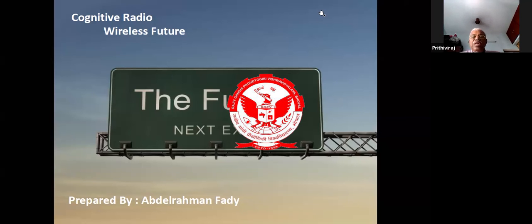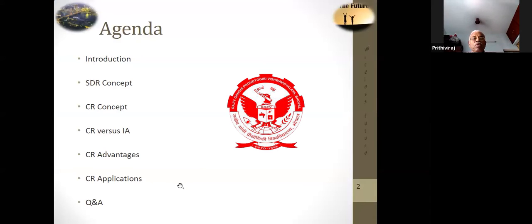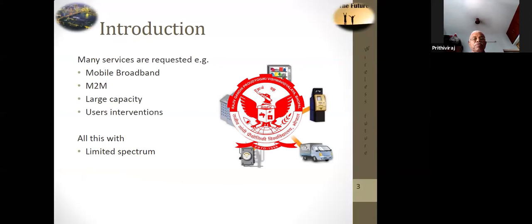Students, I want your attention to a new development, which is cognitive radio, which basically exploits the application of software-defined radio. And we have a very nice definition coming out in the next slide. Please have a look at it. Yeah. So that is the basic agenda in which this talk is laid out.